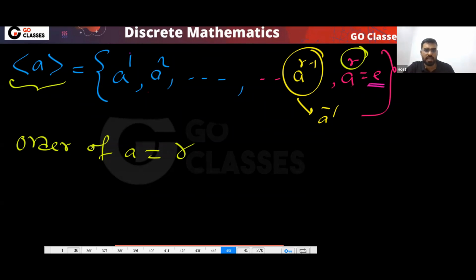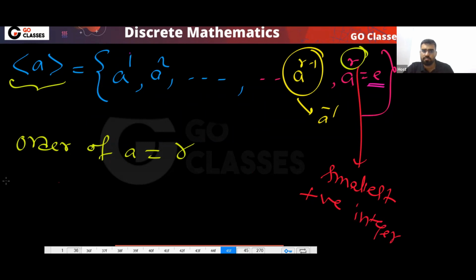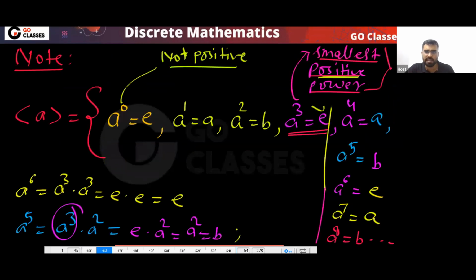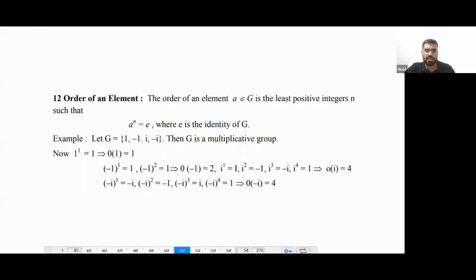So finally I can say order of A, but this should be the smallest positive integer. So then I can say order of A is equal to R. Okay, I hope everything is clear now. So this is the alternative definition of order of an element.